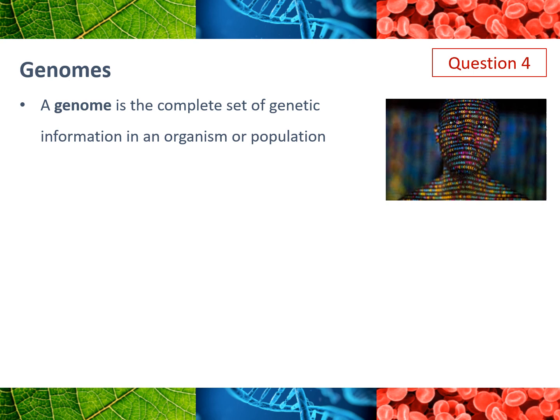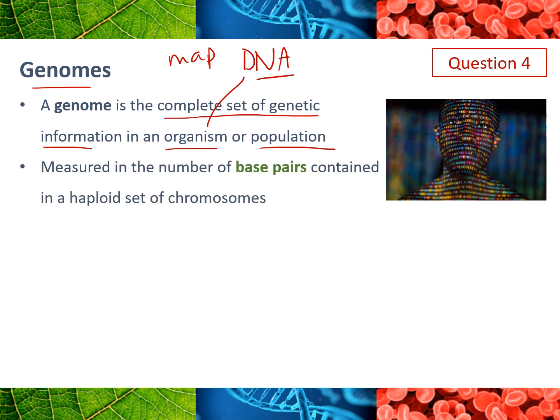Okay, just a little term that we don't go into in huge detail, but it is in the study design that you need to know it. A genome is a fancy term for the complete set of genetic information either in an organism or a population. What that means is if I took a sample of my blood and sent it off to a lab, they can map all of my DNA. They would look at all of the DNA in a haploid set of my chromosomes.